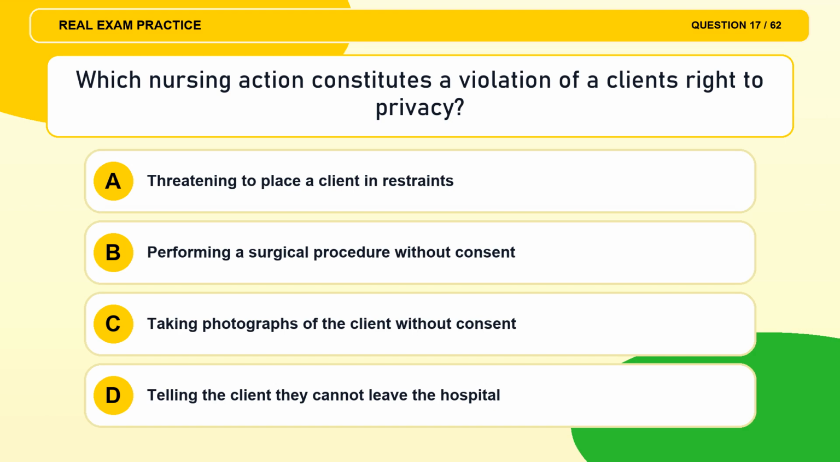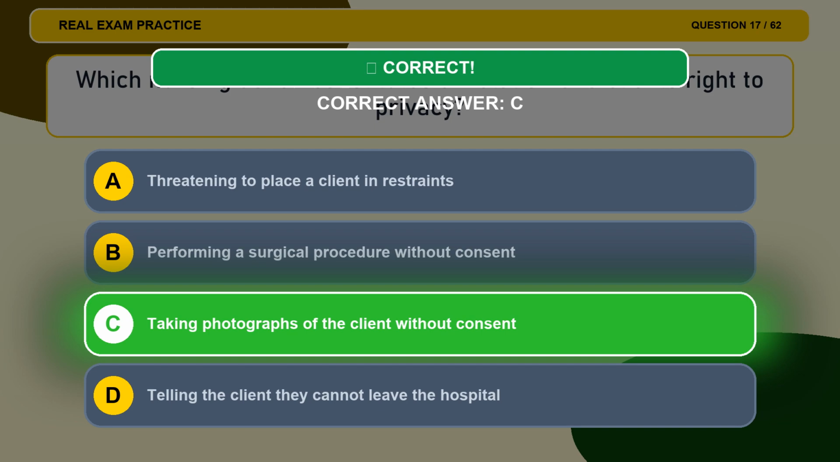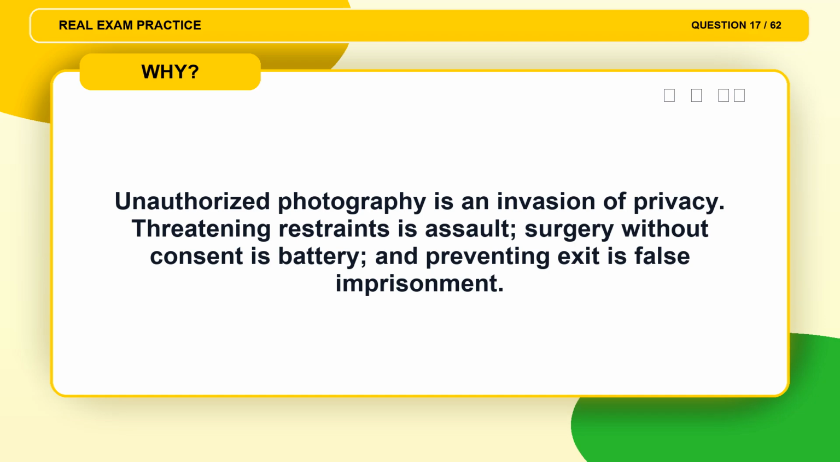Question 17. Which nursing action constitutes a violation of a client's right to privacy? Option A. Threatening to place a client in restraints. Option B. Performing a surgical procedure without consent. Option C. Taking photographs of the client without consent. Option D. Telling the client they cannot leave the hospital. The correct answer is option C. Taking photographs of the client without consent. Unauthorized photography is an invasion of privacy. Threatening restraints is assault, surgery without consent is battery, and preventing exit is false imprisonment.